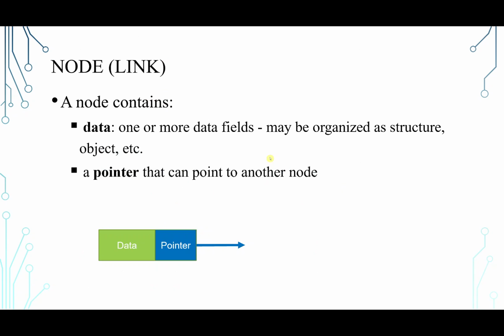So a node, think about it as a link. A node contains the data, one or more data fields, which may be organized as a structure, object, or whatever, and a pointer that can point to the next node. In general, we say another node because in a doubly linked list, you're going to have two pointers. One points to the next and one points to the previous. So the structure of a node mainly would be data and a pointer.